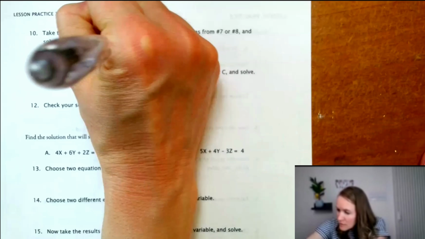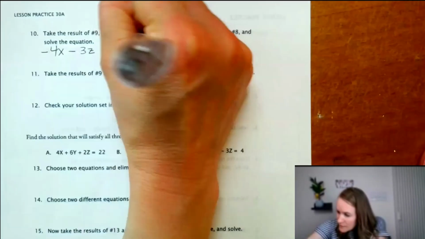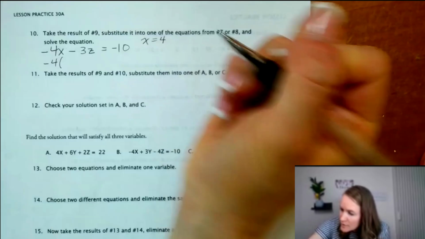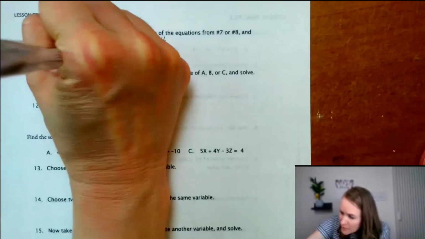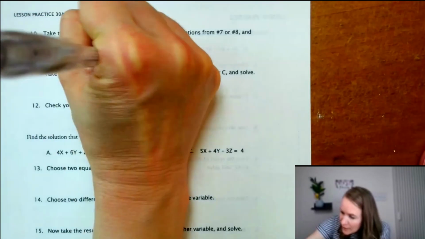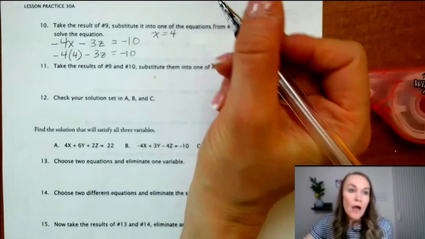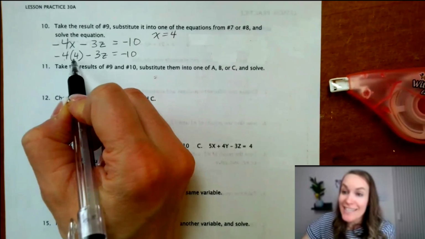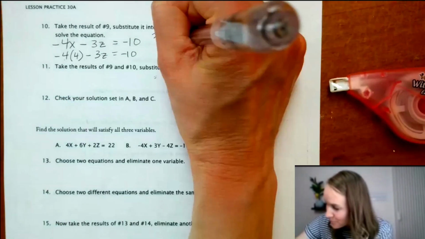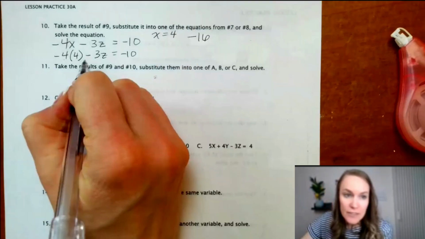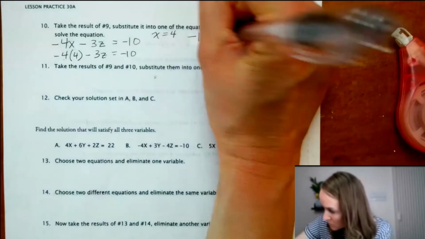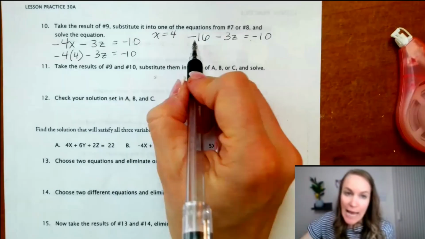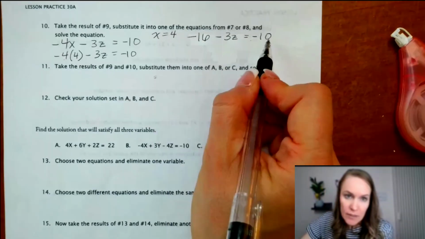Negative 10 and then x equals 4. So we're going to take negative 4, substitute in 4, minus 3z equals negative 10. Okay, now we need to do negative 4 times 4 is negative 16, minus 3z equals negative 10. Let's go ahead and add 16 over to the other side.